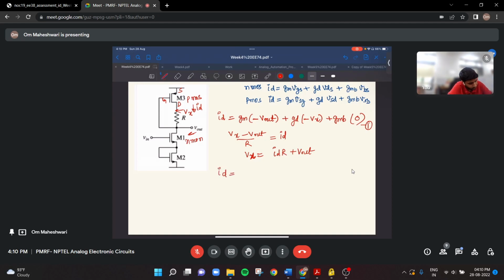This is the first equation, this is second, third is ID equals GM times VGS. Here VGS is, let us say, V in minus VY, plus GD times (V out minus VY), plus GMB times VBS, where VBS is minus VY.